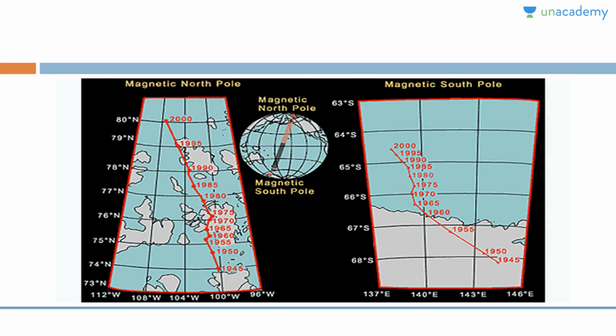This picture depicts the shifting of the magnetic north pole and south pole over a period of time, and you can see how it had changed from the year 1945 to 2000. So there is obvious shifting of the magnetic north pole as well as the magnetic south pole over a time period.